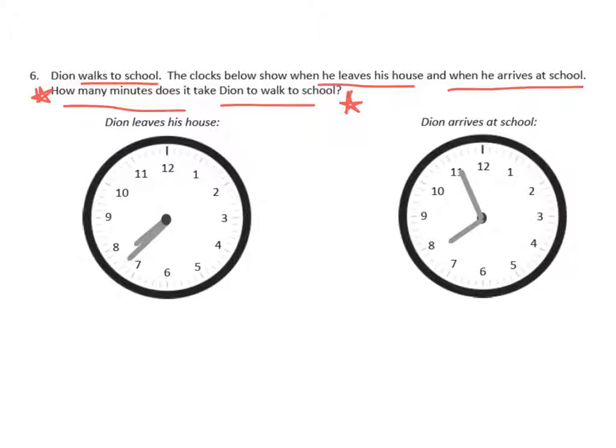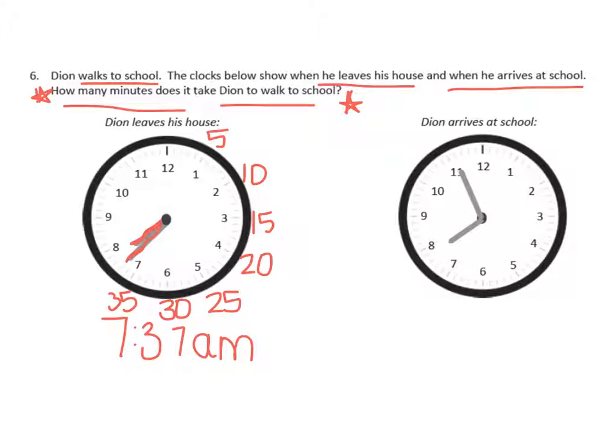So if I take a look at the first clock, I see that the hour hand is in between the 7 and 8. It's not quite at 8 yet, so that means it is still 7 something. Then I remember that each of the increments is in 5s. So that means that the minute hand is at 37. So he leaves his house at 7:37 a.m.